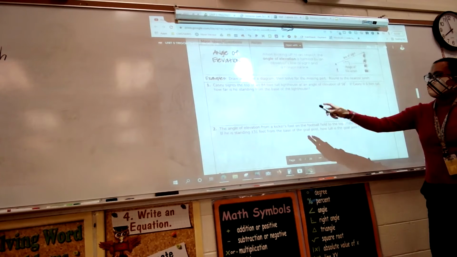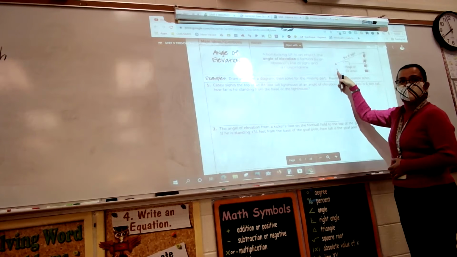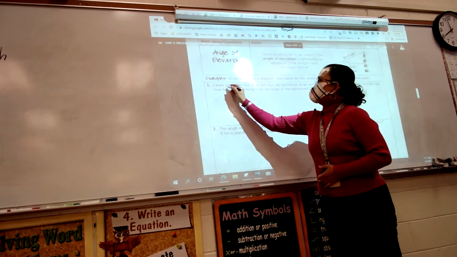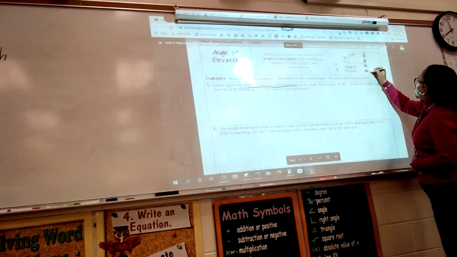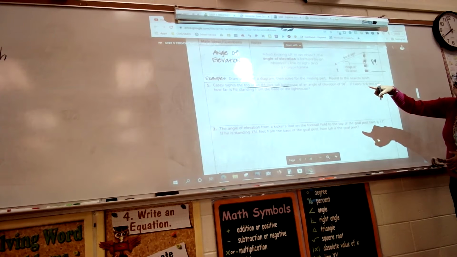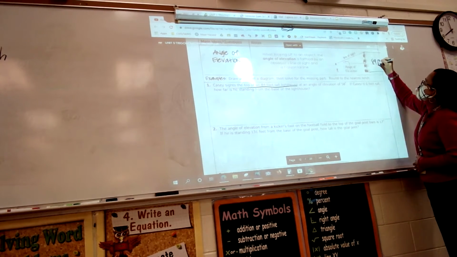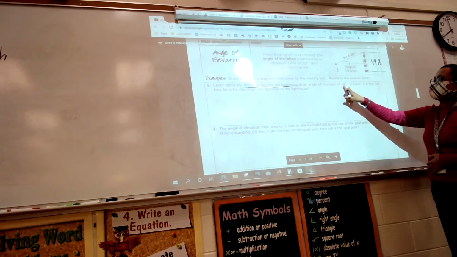Cassie sights the top of an 84-foot tall lighthouse at an angle of elevation of 58 degrees. Here's Cassie. Look at this one, please. The whole thing here, the lighthouse, measures 84 feet. That's the height. Now, the angle of elevation is 58.